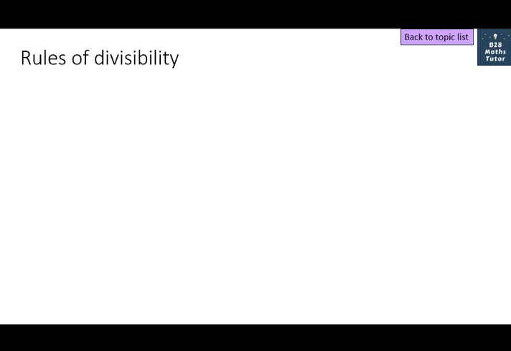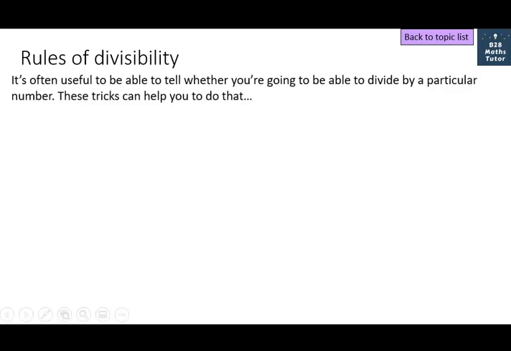Now we're going to look at rules of divisibility. So it's, can you divide this number by 5 or by 3 or whatever? These are the tricks that will help you to do that.